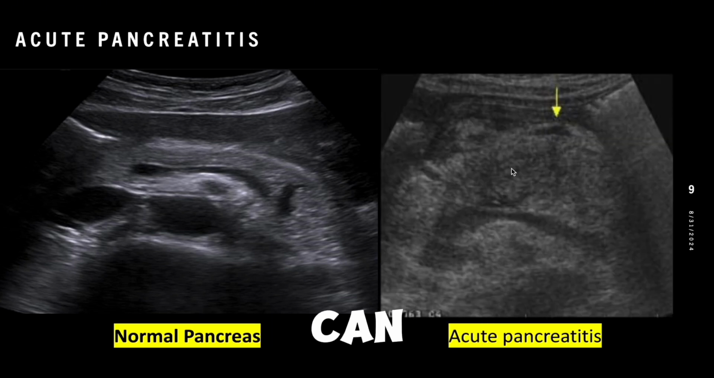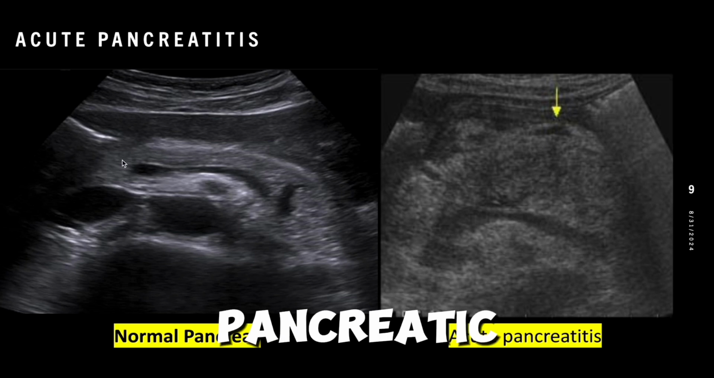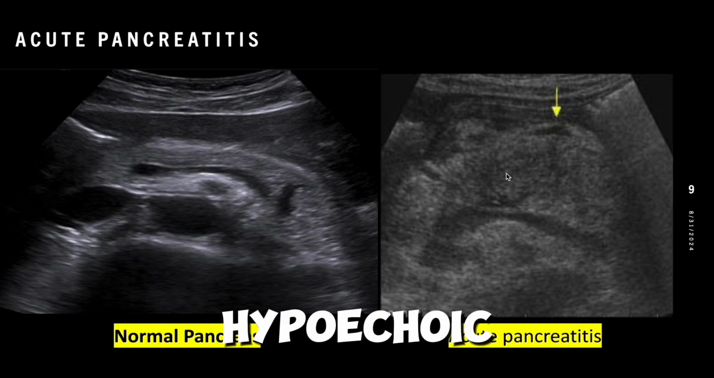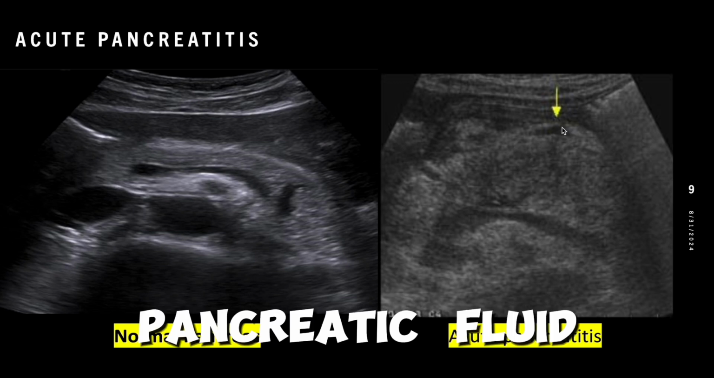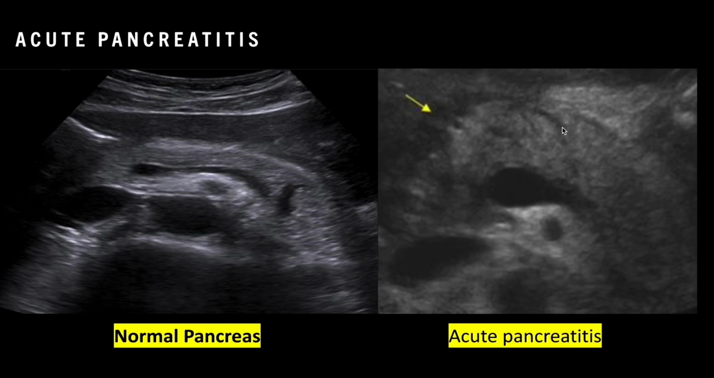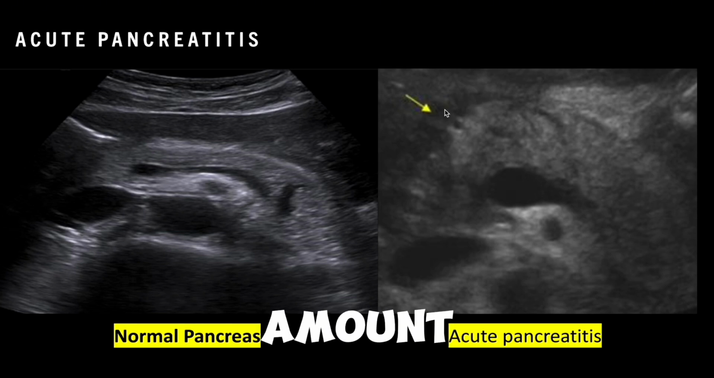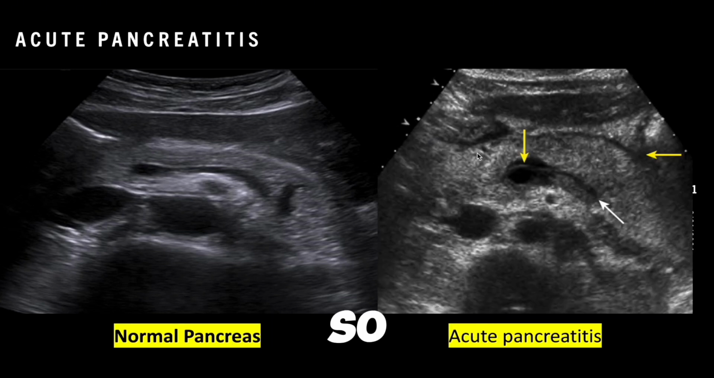So in another image we can see a heterogeneous pancreas. Normally the pancreas is homogeneous like this, but here in this image the pancreas is heterogeneous. Hypoechoic, heterogeneous with peripancreatic fluid collection. Here is another image. The pancreas is enlarged and here is a small amount of fluid collection in the peripancreatic area. So here is another image.